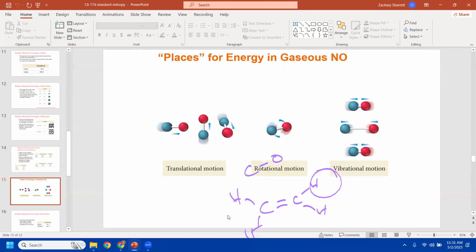So as we said, we have this translational motion where they can just move up, down, left, right. We have it where they can rotate, and they also have vibrations within that bond. So all of these things help give more microstates.